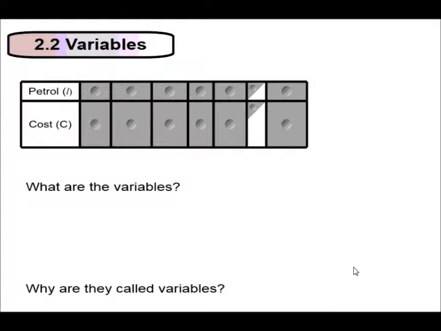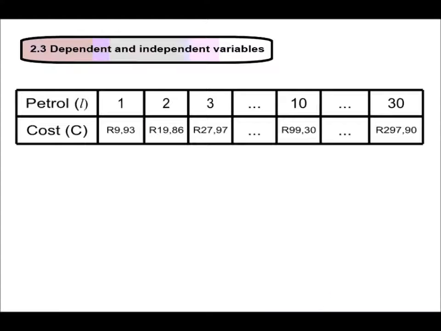Let's look at variables. What are the variables? Well, our variables are the petrol and the cost. Those are our variables. Why are they called variables? Well, because they can change, they can vary. I can change the number of liters I put into the tank, and with the change in number of liters, so the cost will change accordingly.